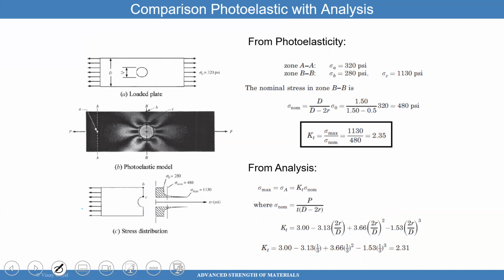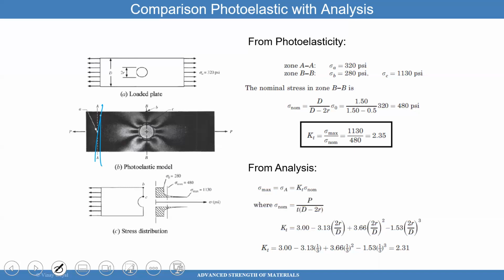And what I'm showing here is in part A, a loaded plate. In part B, I'm showing a photoelastic model, basically the experiment that was conducted. In C, I'm showing a stress distribution, okay? And so what I want to show is from photoelasticity, they did a cut here, and they could show that the stress at a particular cut was 320 psi.